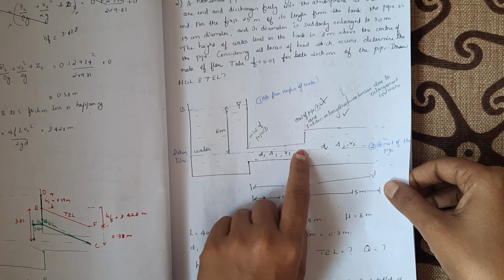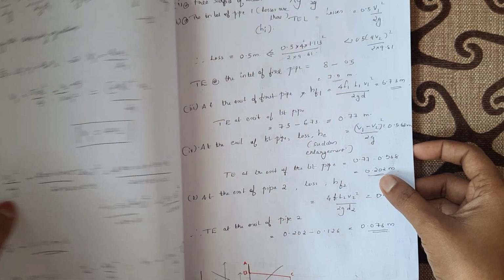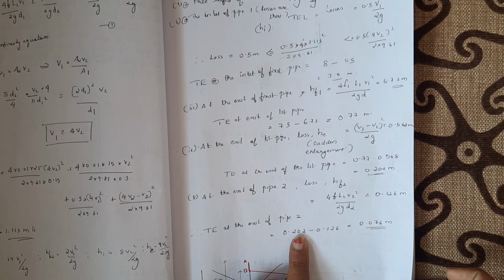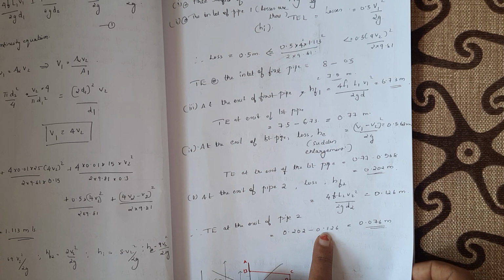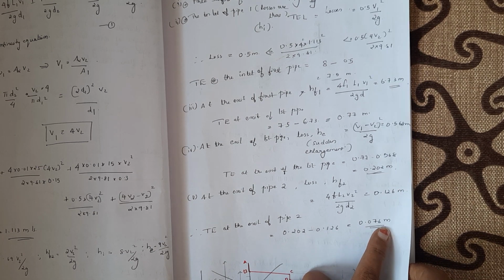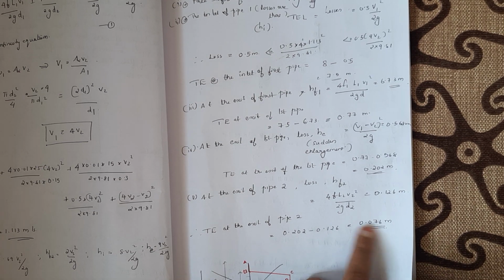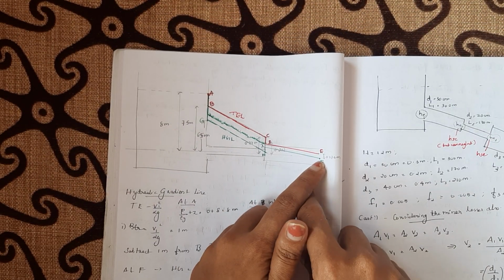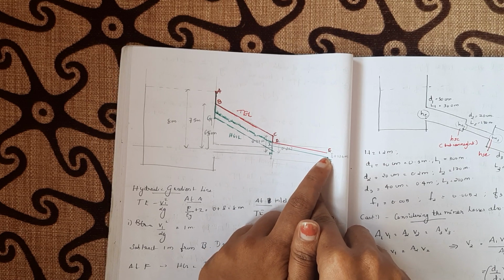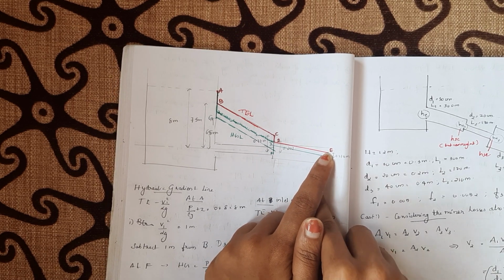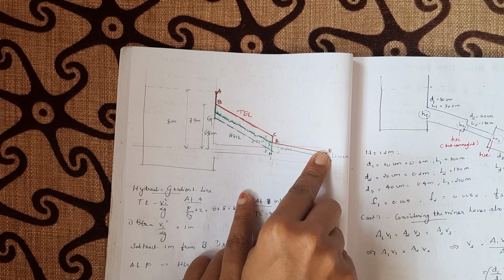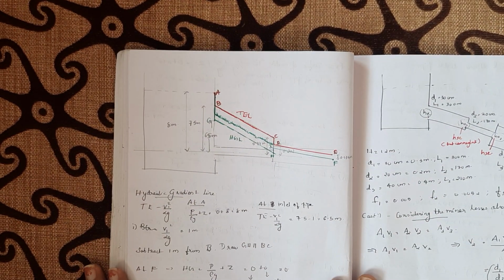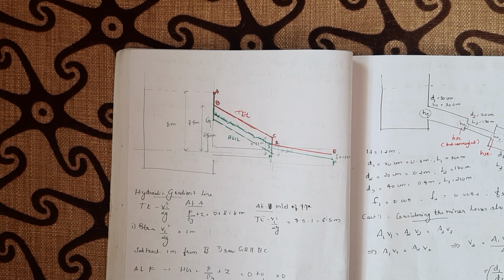So up to this point it was how much? 0.202. So we have to subtract this frictional loss from 0.202. That is 0.202 minus 0.126. We'll get it as 0.076 meter. That is the total energy at the exit of the pipe 2. See, the only energy left is only 0.076 meter at the exit of the pipe 2, and I've marked it as E. So this is our total energy line. That is A, B, C, D, E is our total energy line. Okay. So we have drawn the total energy line.